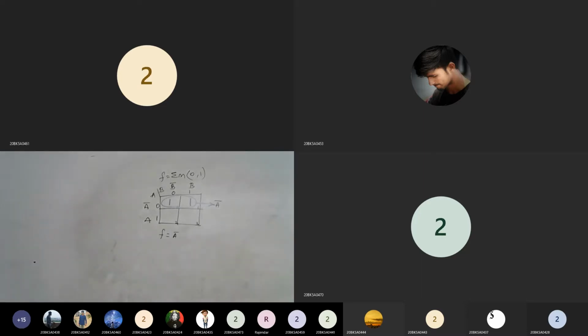Once you finish that, please tell me. I'll tell you one more example. Complete, ma'am. Okay. Take down the next question. F is equivalent to sigma m 0, 2, 3.